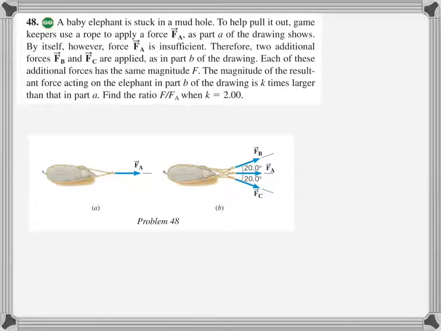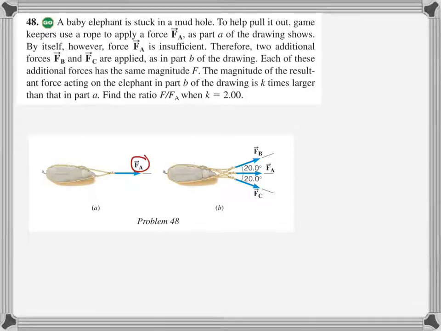Alright, so we're going to look at number 48. I got an email asking for help in solving it. This is a little bit of a tricky problem because there's actually no real numbers attached to it except for the value of k. But the situation is there's an elephant and you're pushing the elephant with a force of Fa, but the force is not enough to get the elephant out of whatever trap or situation he's in.